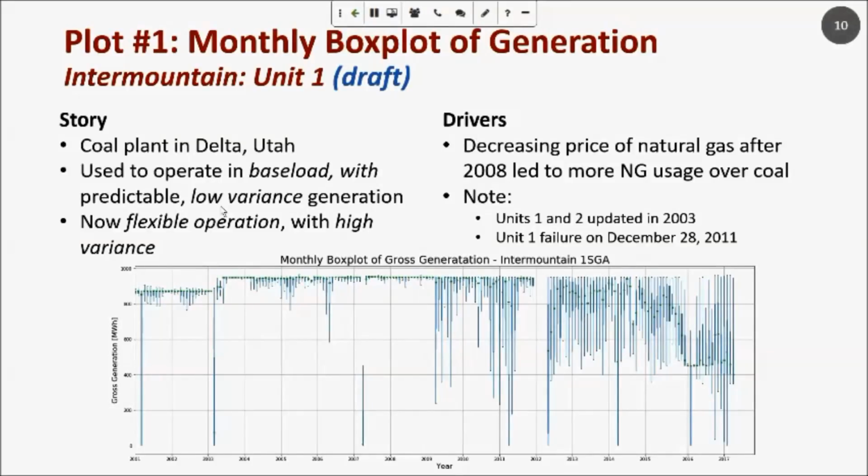All right, everyone, thank you for being here with us today. We're really excited to tell you some stories about what you can actually get out of this dashboard that we've just shown you. So here we're looking at that same first visualization, the monthly box plot of generation for Intermountain Unit 1. So now, again, remember, it's not the whole plant anymore, it's just one of the units. And Intermountain is a coal plant in Delta, Utah.